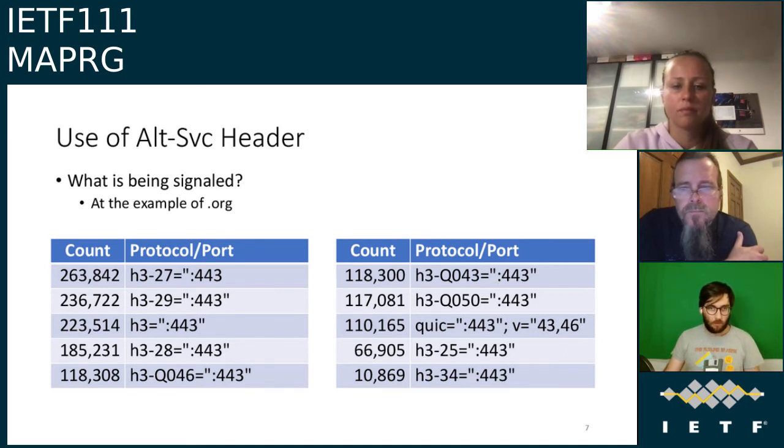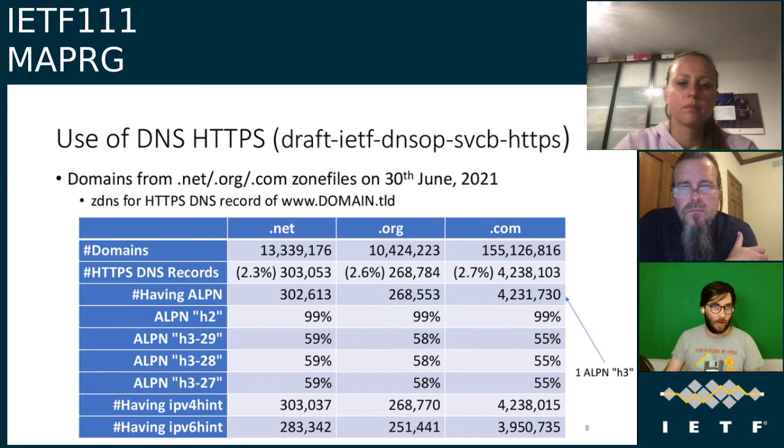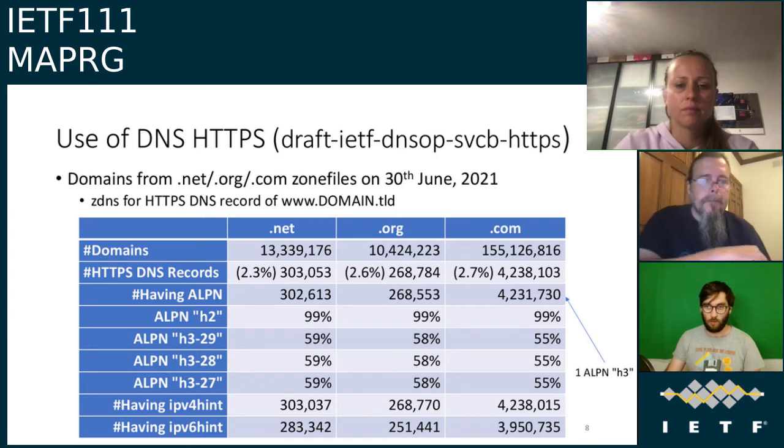This is not the only way to signal QUIC support today. There's a quite recent draft to do that over DNS with HTTPS records. I think it's a year old now. We did something quite similar: we also took the domains from the zone files and requested the HTTPS DNS record for those domains. What you can see in this larger table is basically the same information as before. In the second row, you can see the number of domains that actually give us a record, which is quite a lot, I would say, 2 to 3%, given that it's only a year old.